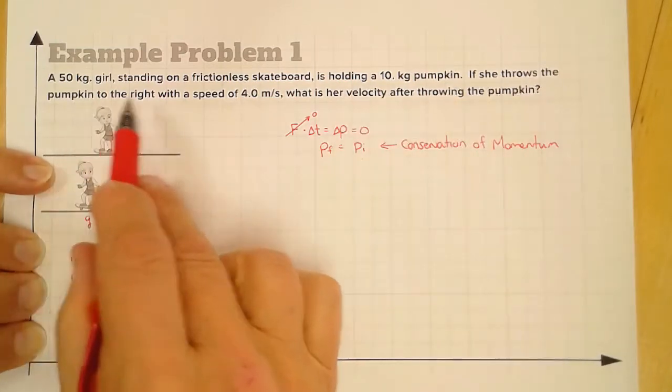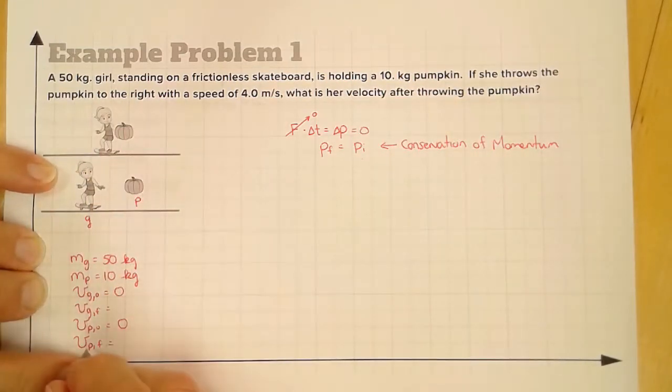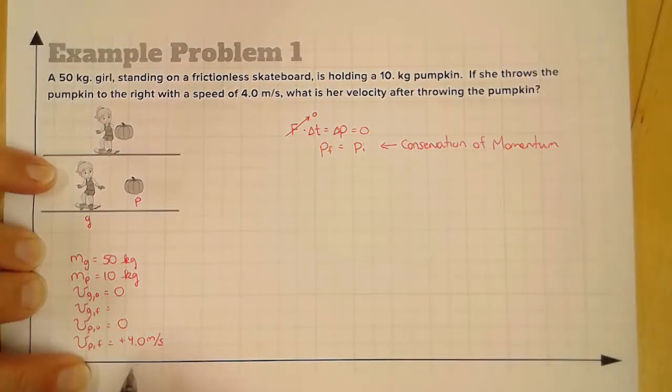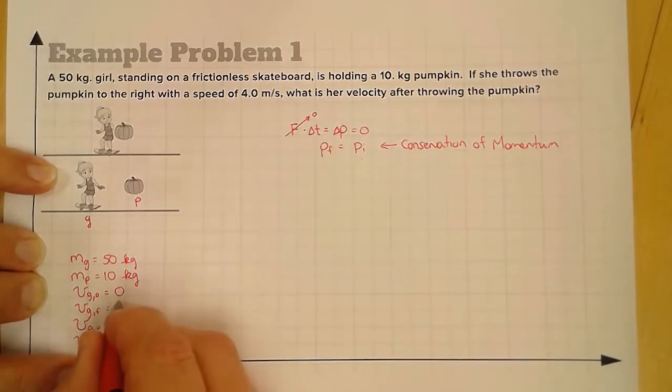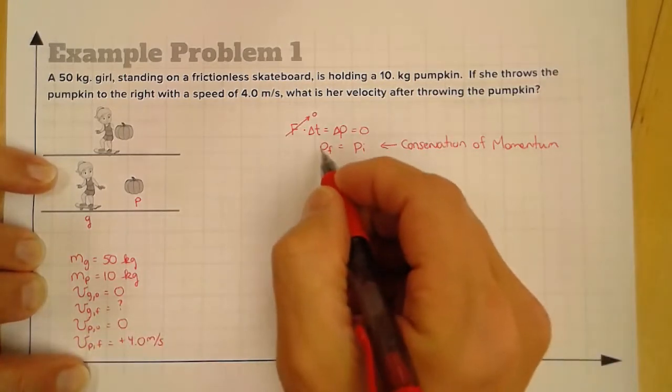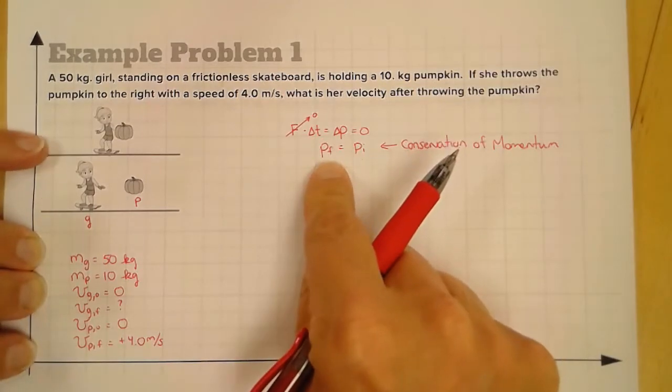She throws the pumpkin to the right with a speed of 4 meters per second. So the velocity of the pumpkin after she throws it is positive 4.0 meters per second. That's how fast the pumpkin is moving to the right. And our job is to find the velocity of the girl. So we're trying to find this. Okay? So now, we need to write out what this means for our problem.